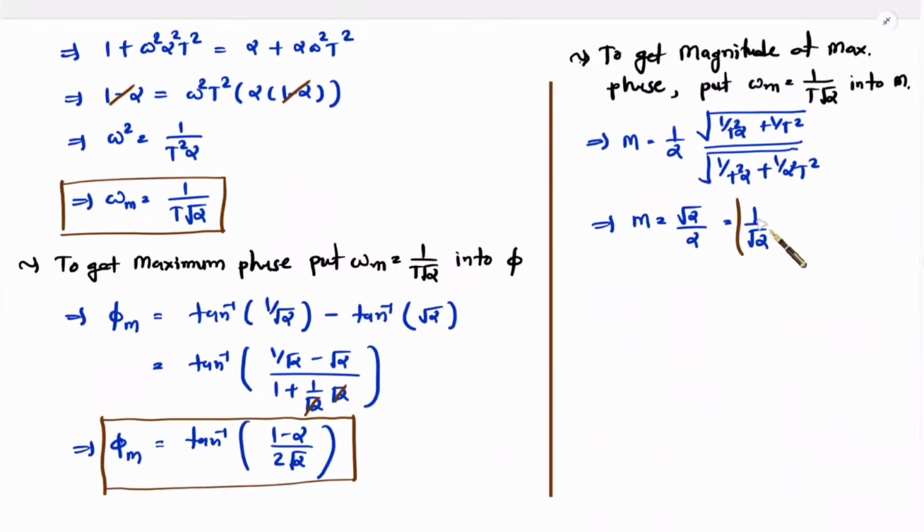So here we have the magnitude for maximum phase. Here we have the frequency for maximum phase with lead compensator, and this is the equation of maximum phase with lead compensator. These are the essential equations that we will be using in future coming videos to solve some examples.